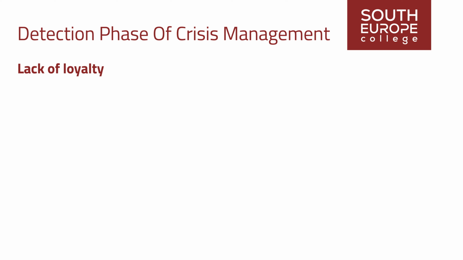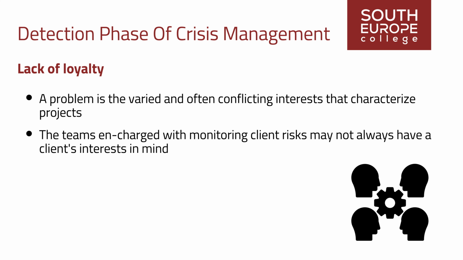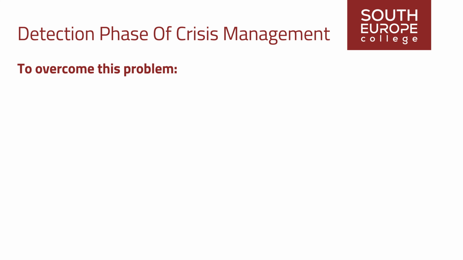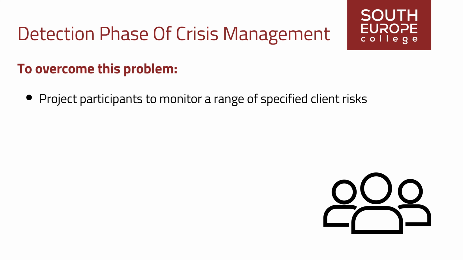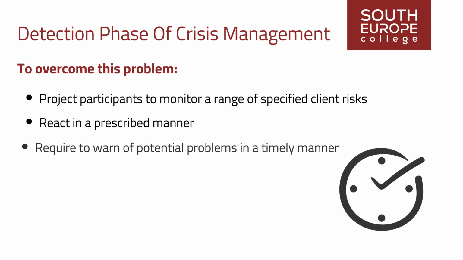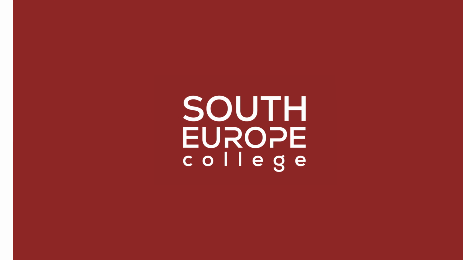Lack of loyalty. A further problem for project managers is the varied and often conflicting interests that characterize projects. The teams charged with monitoring client risks may not always have a client's interests in mind. To overcome this problem, contracts normally require project participants to monitor a range of specified client risks and react in a prescribed manner if they arise, and are required to warn of potential problems in a timely manner in order to receive the right to payment for extra work.